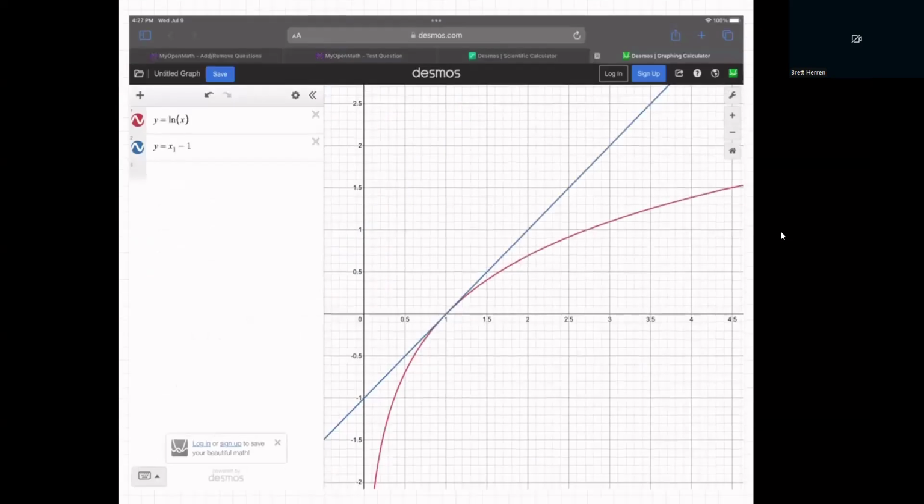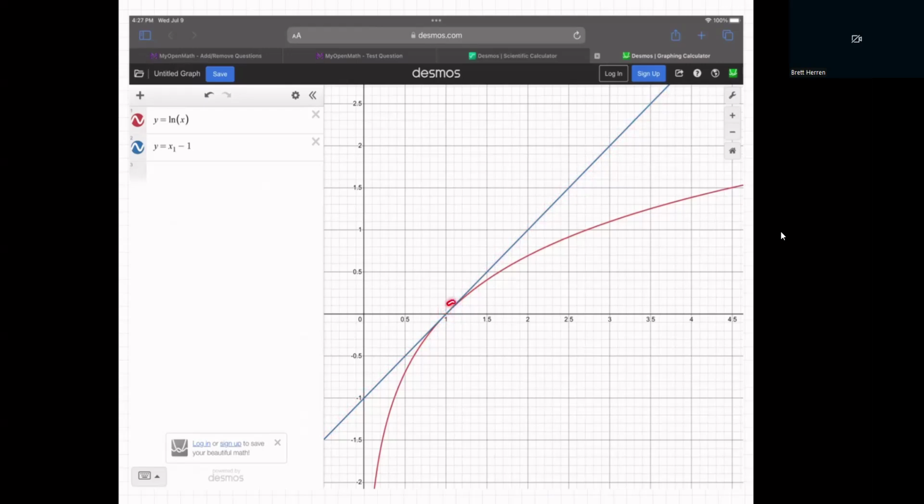Here's a graph. So the red is natural log of x. That's that curve right there. That's natural log of x. And then the blue is x minus 1. And so that blue line is x minus 1. Notice they meet right here at 1. That's the tangent line at 1.